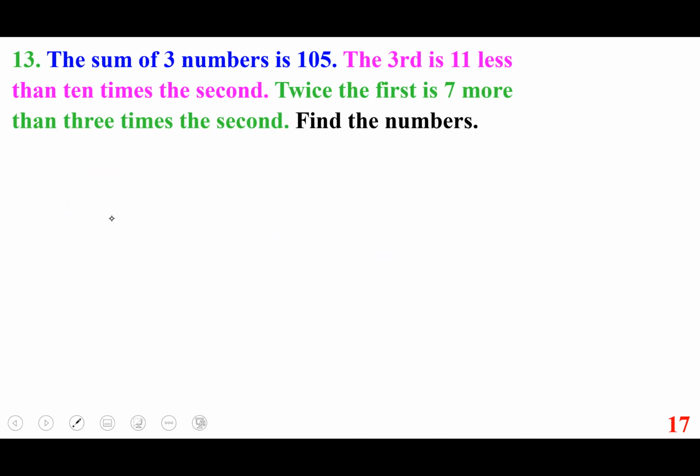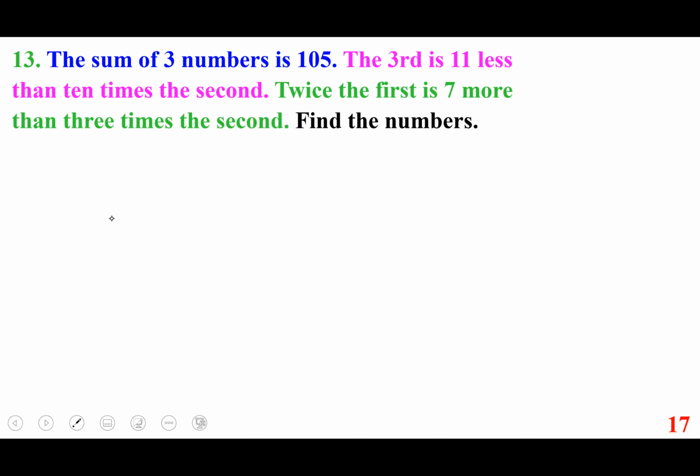Here's the last question. Could somebody read that, please? I can. The sum of three numbers is 105. The third is 11 less than 10 times the second. Twice the first is 7 more than 3 times the second. Find the numbers. Perfect.